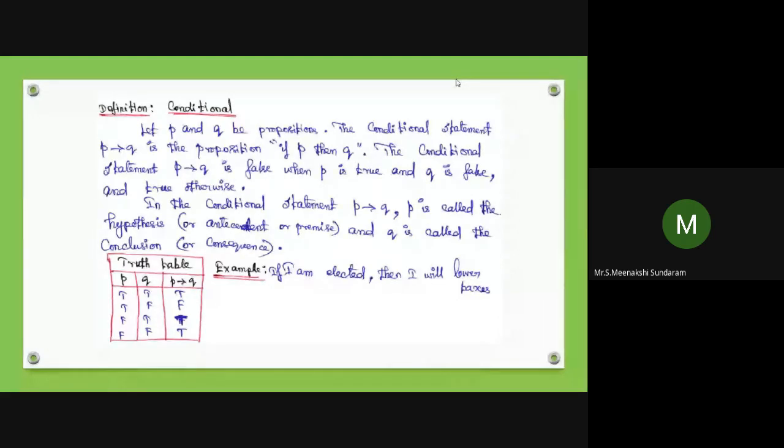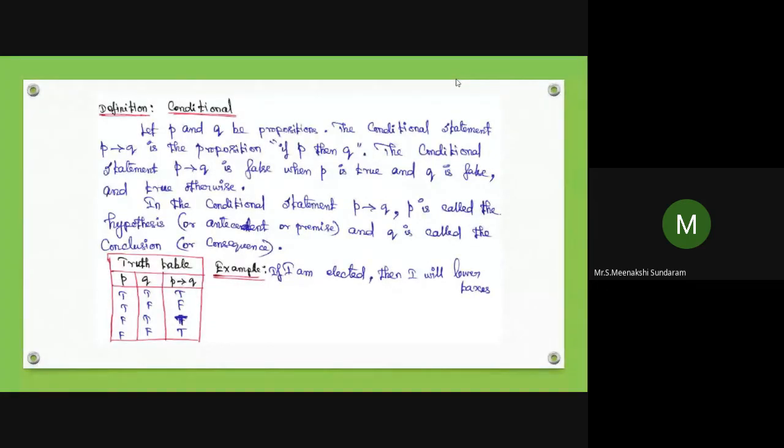So the example: if I am elected, then I will lower the taxes. If some person is saying, if I am elected, only then I will lower the taxes. The converse is not true. If I will lower the taxes, can you be elected? That is not possible. If I am elected, then I will lower the taxes. That is an if, then. If the statement is true, then the output is true. If the statement is, if I am not elected, then I am not able to lower the taxes, so false, false, and it may be true, etc.